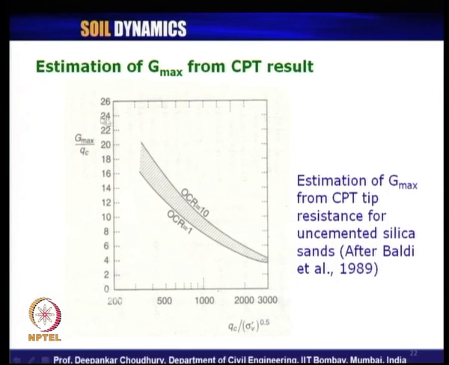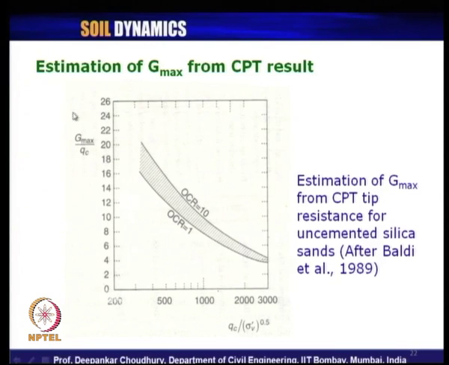Now, some more estimation of G max value from cone penetration test result, as was proposed by Baldi et al. in 1989. They have used not only normally consolidated soil, that is with OCR value 1, but also over consolidated soil with OCR value of 10. So, different values of OCR they have used, and then they have plotted on the y axis the variation of G max by QC, which is of course non-dimensional.